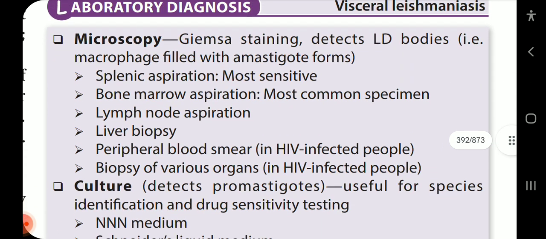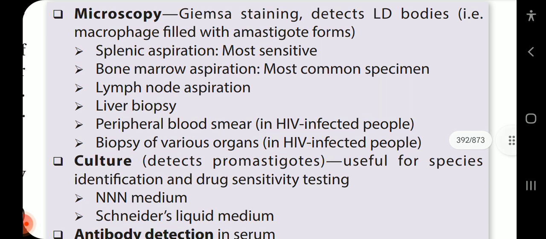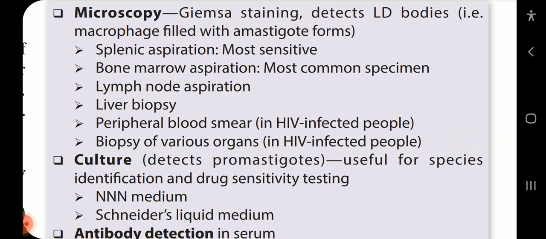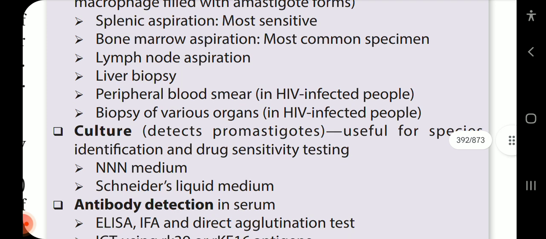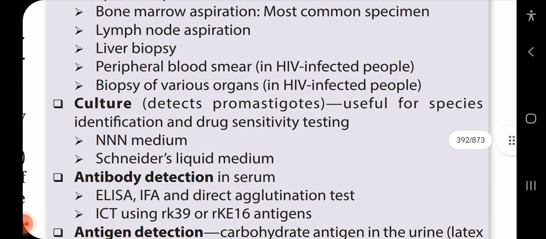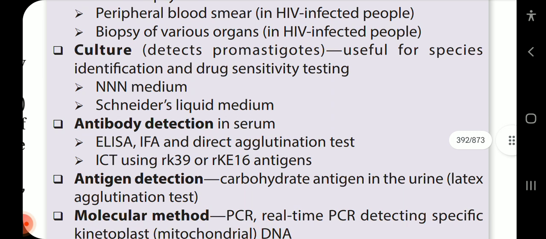Visceral leishmaniasis lab diagnosis. Microscopy: Giemsa staining detects LD bodies, that is macrophages filled with amastigote forms. Splenic aspiration is most sensitive. Bone marrow aspiration is the most common specimen, because splenic aspiration can lead to bleeding of the spleen and splenic rupture. Now, lymph node aspiration, liver biopsy, peripheral blood smear in HIV infected people, and biopsy of various organs in HIV infected people. Culture detects promastigotes, useful for species identification and drug sensitivity testing.